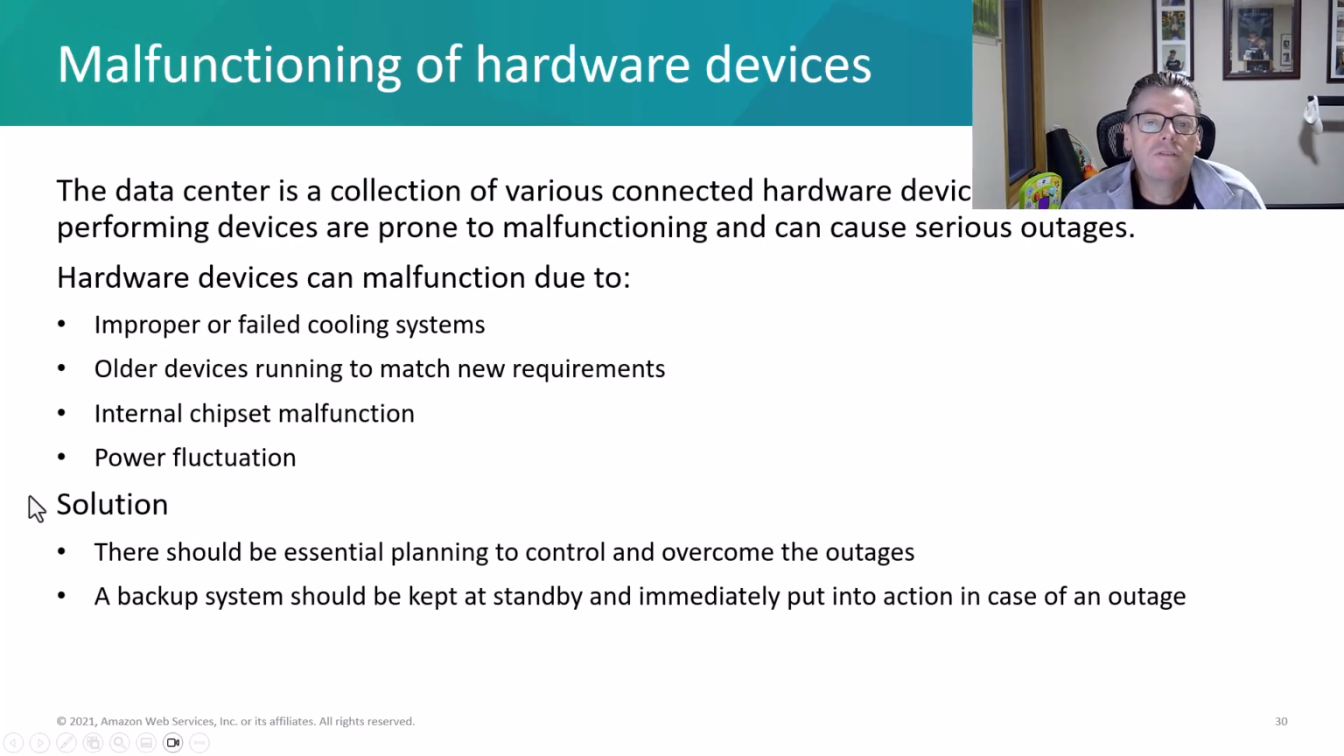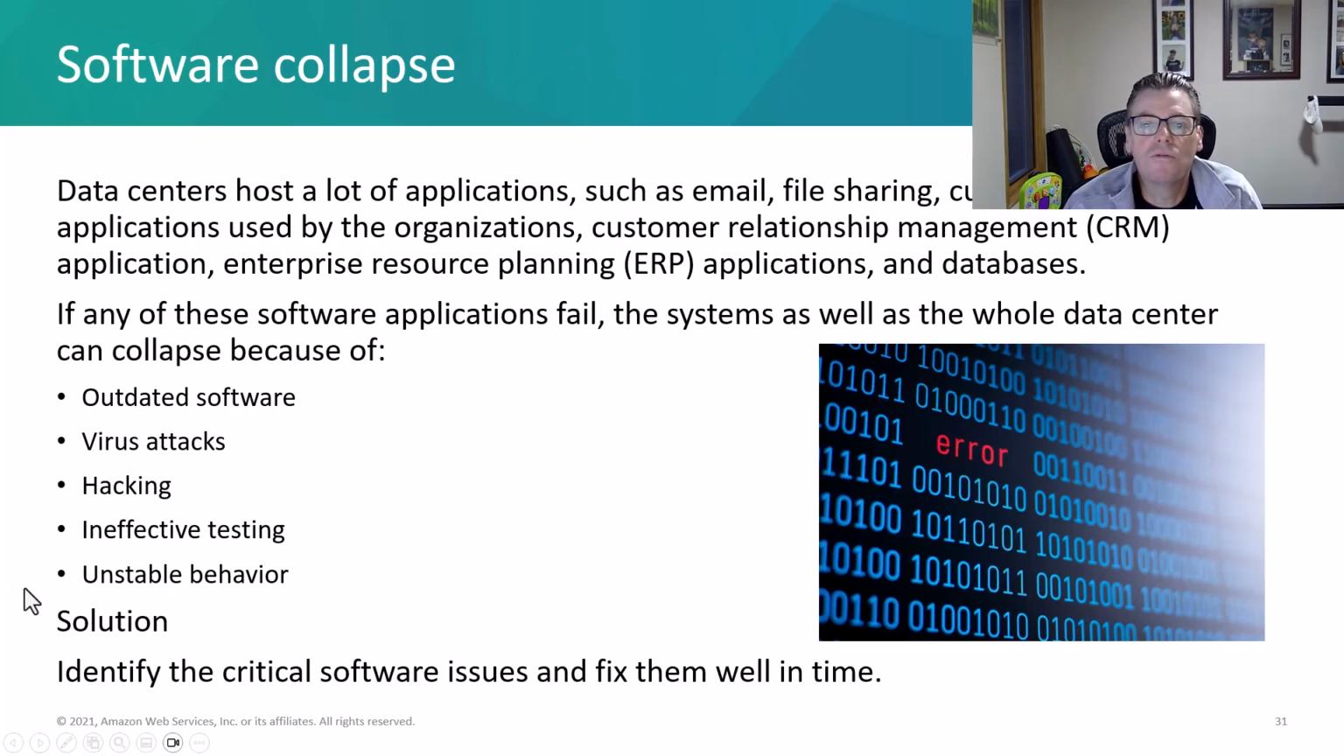We could have hardware device issues. So again, we could have a hardware device malfunction due to poor cooling. We could have older devices that are running new equipment requirements. We have chipset power fluctuations. And again, they're telling us to do this, we need to have a backup system ready to put into action when that issue arrives.